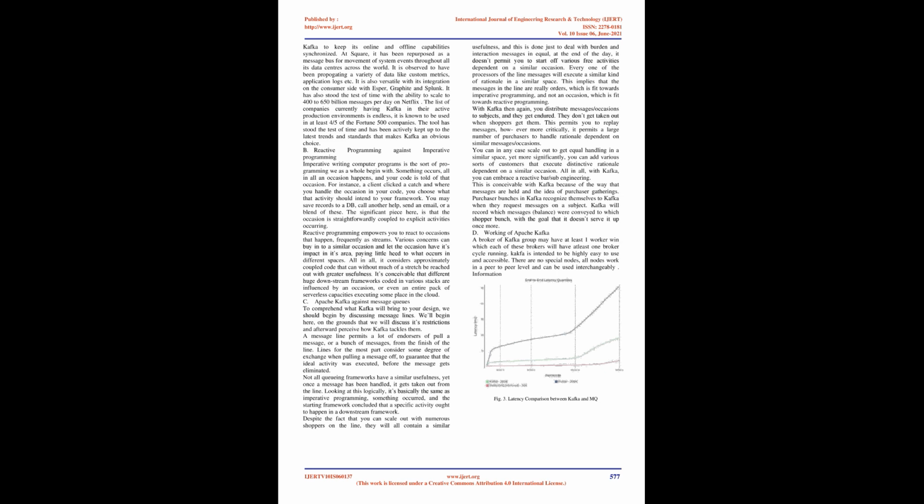Not all queuing systems have the same functionality, but once a message has been processed, it gets removed from the queue. Looking at this logically, it's basically the same as imperative programming. Something occurred, and the originating system decided that a specific action should happen in a downstream system. Even though you can scale out with numerous consumers on the queue, they will all contain the same functionality, and this is done just to handle load and process messages in parallel. In other words, it doesn't allow you to kick off various independent actions based on the same event. Every one of the processors of the queue messages will execute the same kind of logic in the same domain. This means that the messages in the queue are really commands, which is fit towards imperative programming, and not an event, which is fit towards reactive programming.